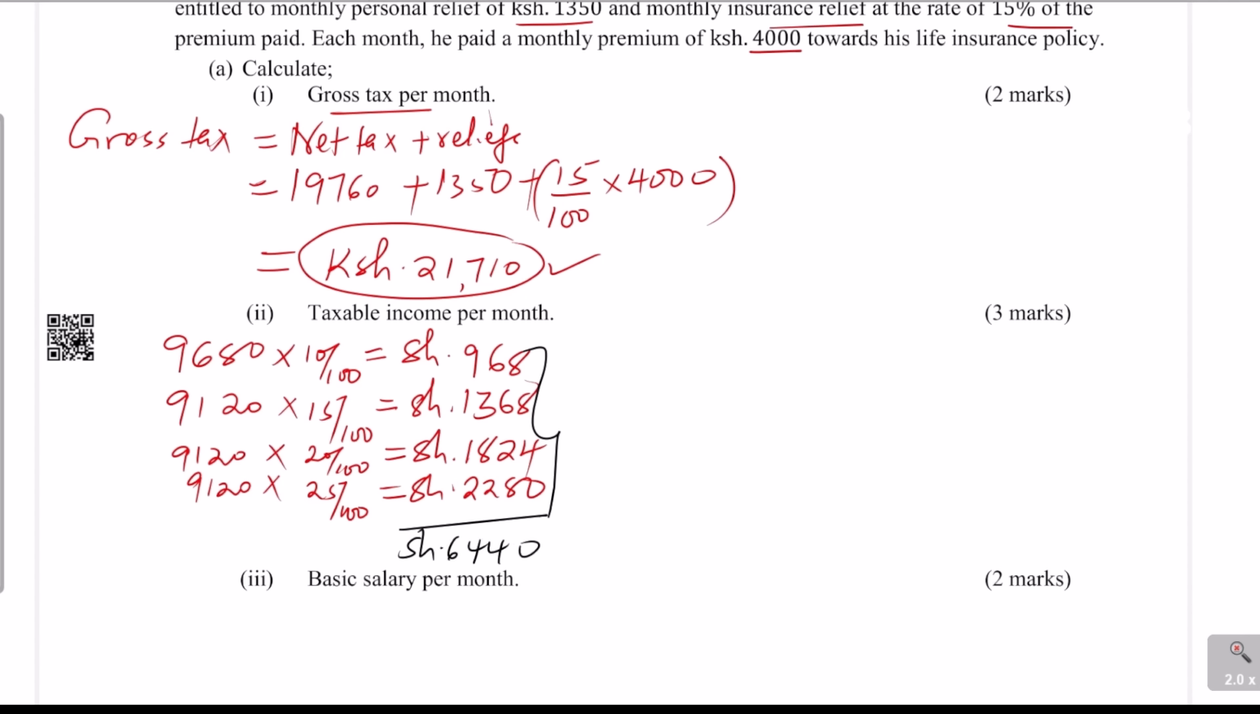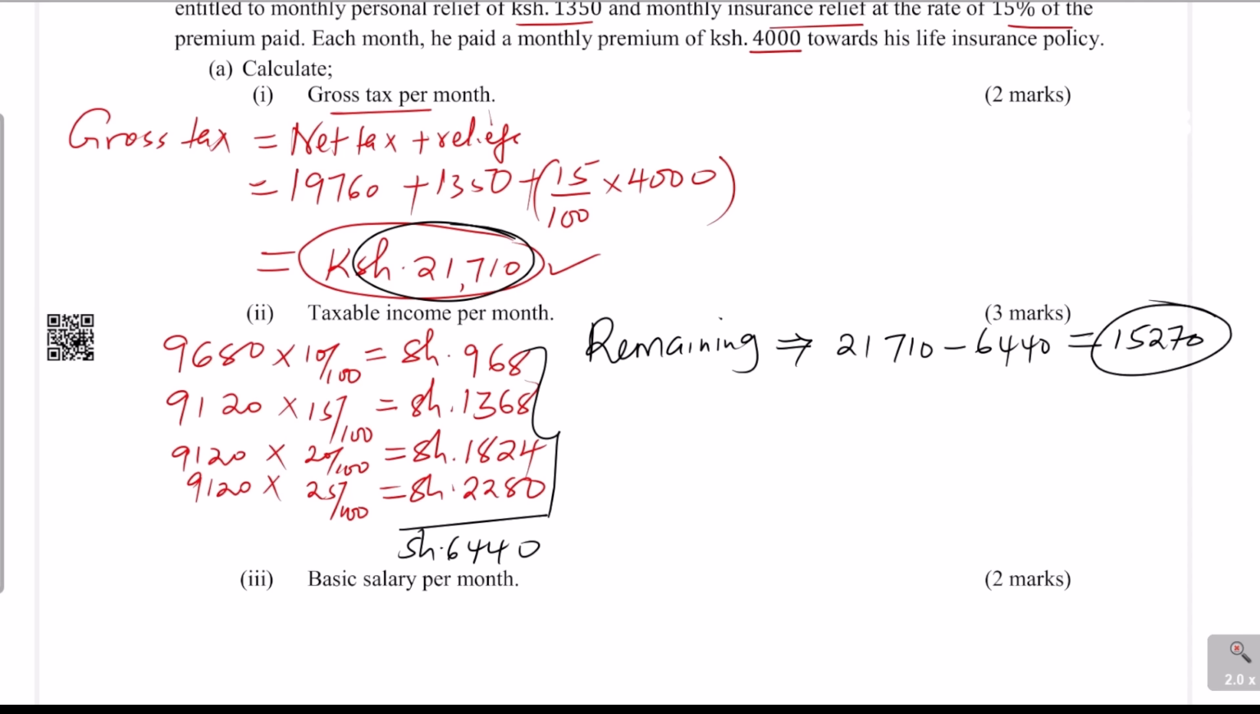6440, and we actually need the tax of 21,710. So we need to get the remaining. So what is the remaining tax? That is the one that is going to the last band. The remaining, we do it like this: 21,710 subtract 6440, and that one will give 15,270. So that is the tax that should go to the last band.